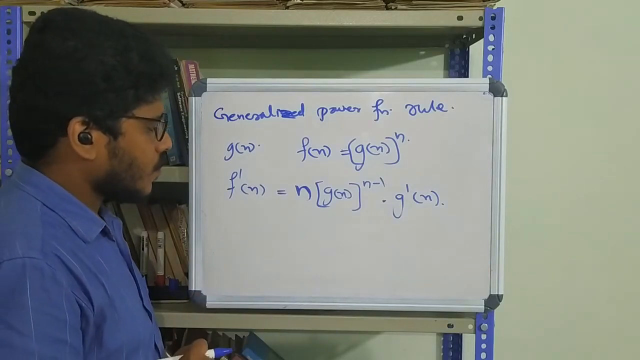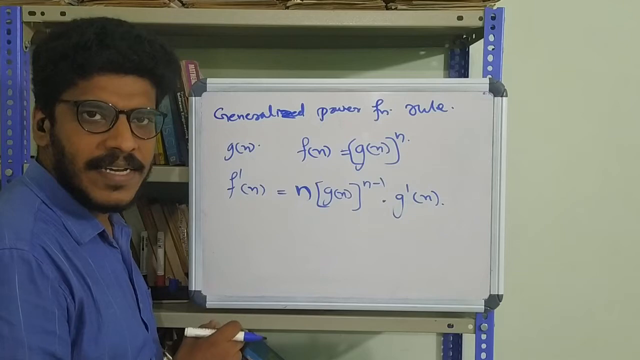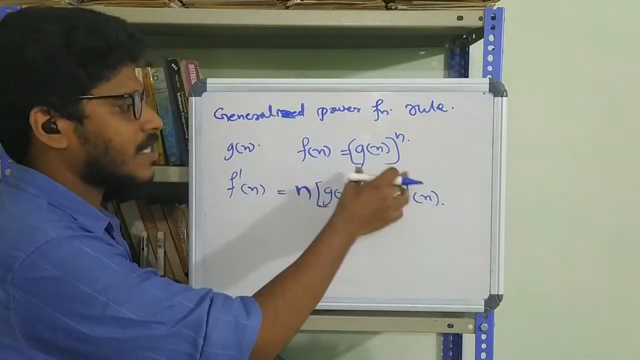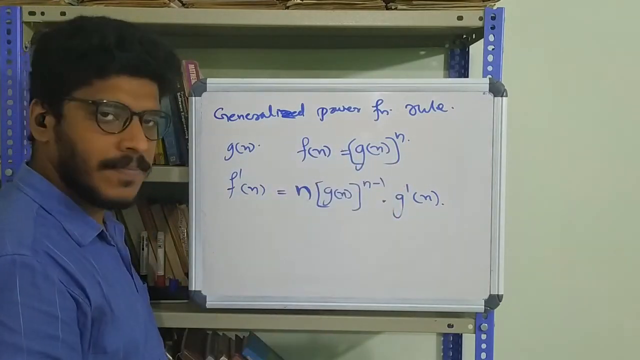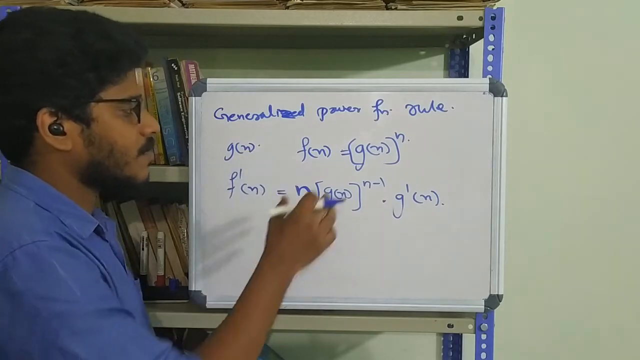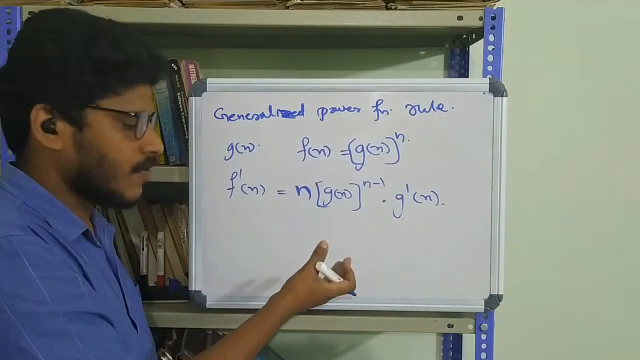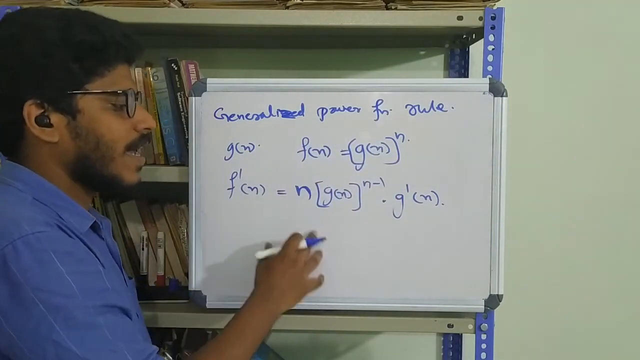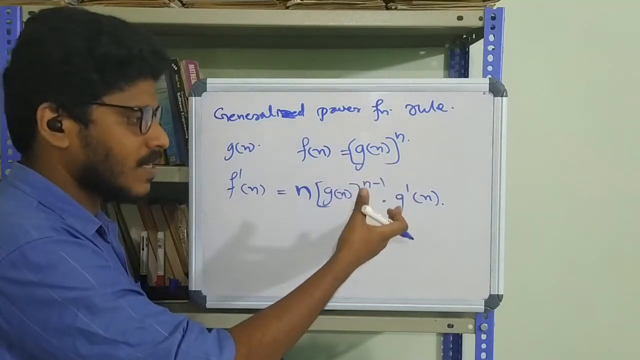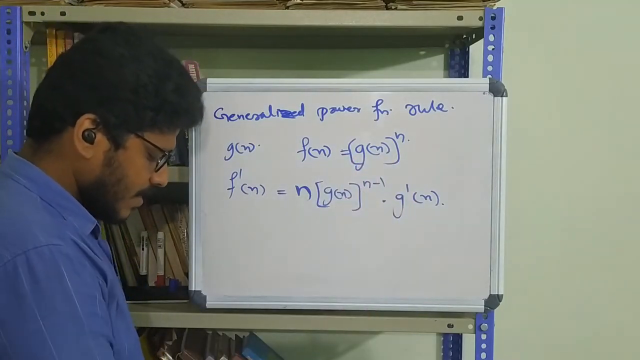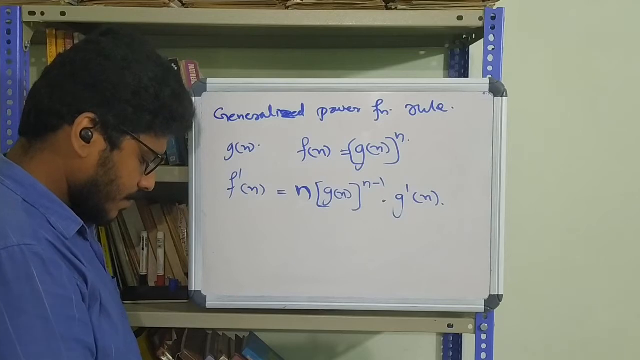Okay, so this is how we differentiate a function which can be expressed as the power of another function. So if g of x is a differentiable function and f of x is the nth power of g of x, then f dash of x equals n into g of x raised to n minus 1 into g dash of x. Let's see an example.